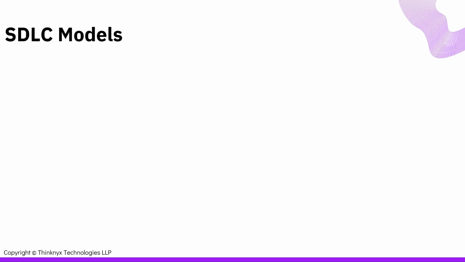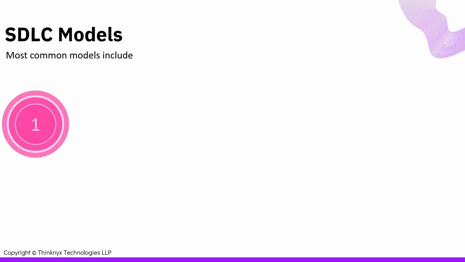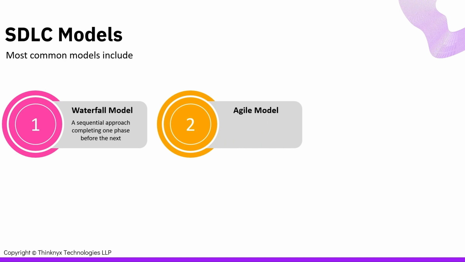Now let's talk about the models of SDLC. There are several SDLC models, each with its own advantages and disadvantages. Most common models include Waterfall model, a linear sequential approach where each phase is completed before moving on to the next. Agile model, an iterative approach that emphasizes flexibility and customer collaboration.